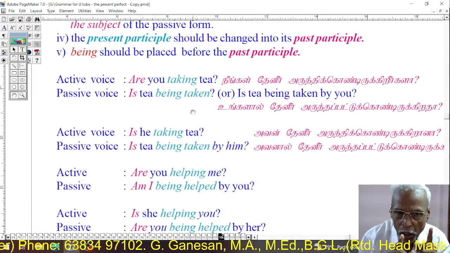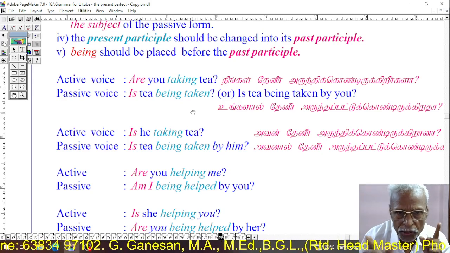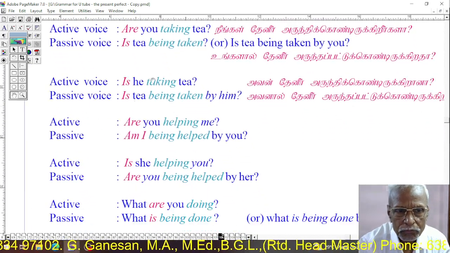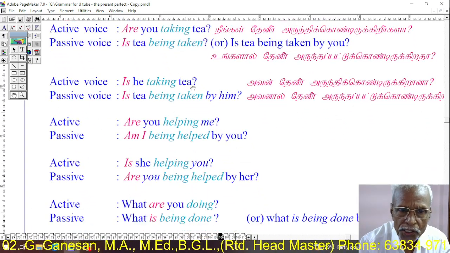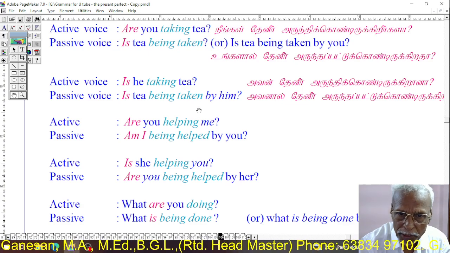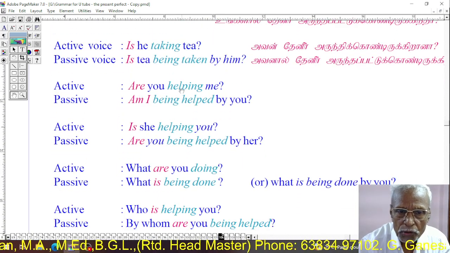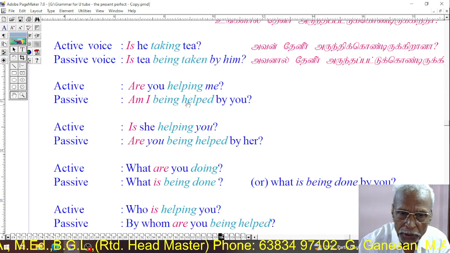That's all. Are you taking it? Is it being taken by you? Is he taking it? Is it being taken by him? Are you helping me? Am I being helped by you?